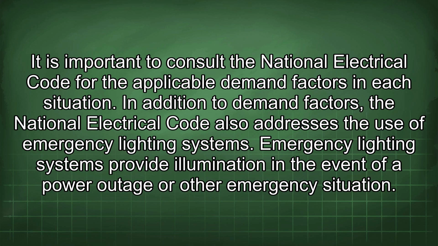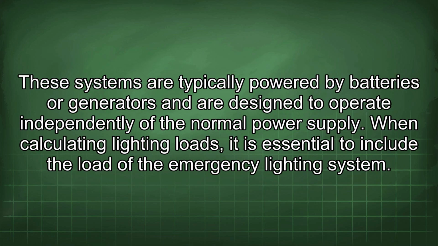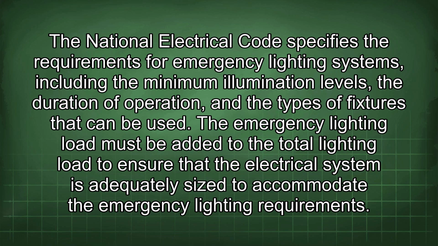In addition to demand factors, the National Electrical Code also addresses the use of emergency lighting systems. Emergency lighting systems provide illumination in the event of a power outage or other emergency situation. These systems are typically powered by batteries or generators and are designed to operate independently of the normal power supply. When calculating lighting loads, it is essential to include the load of the emergency lighting system. The National Electrical Code specifies the requirements for emergency lighting systems, including the minimum illumination levels, the duration of operation, and the types of fixtures that can be used.